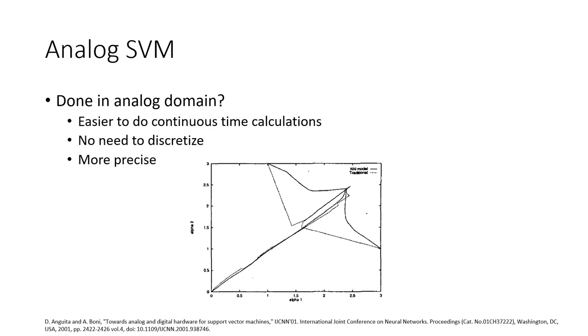It's easier to do the continuous time calculations just because of how analog is, it's continuous. You don't need the overhead of discretizing or the complexity of discretizing, and it's more precise. And there's a diagram of the traditional and then the neural network model.